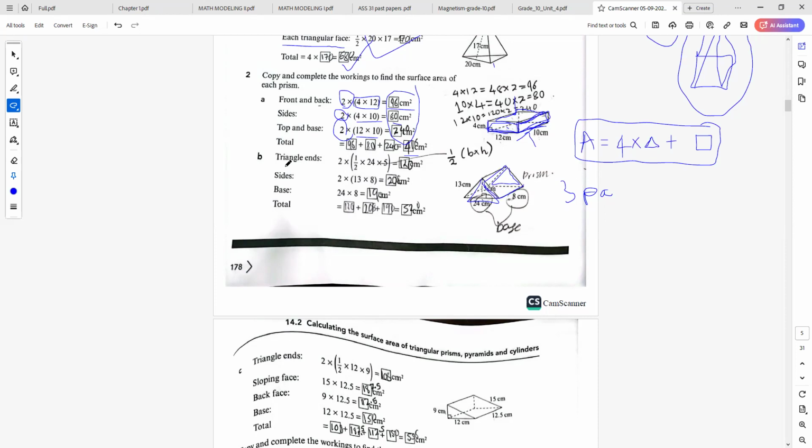So here triangle ends is equal to, we have 2 into half into 24 into 5. So that is 120. Then we have sides. The shape of sides is a rectangular shape. Now here we have what is that shape? Sides.